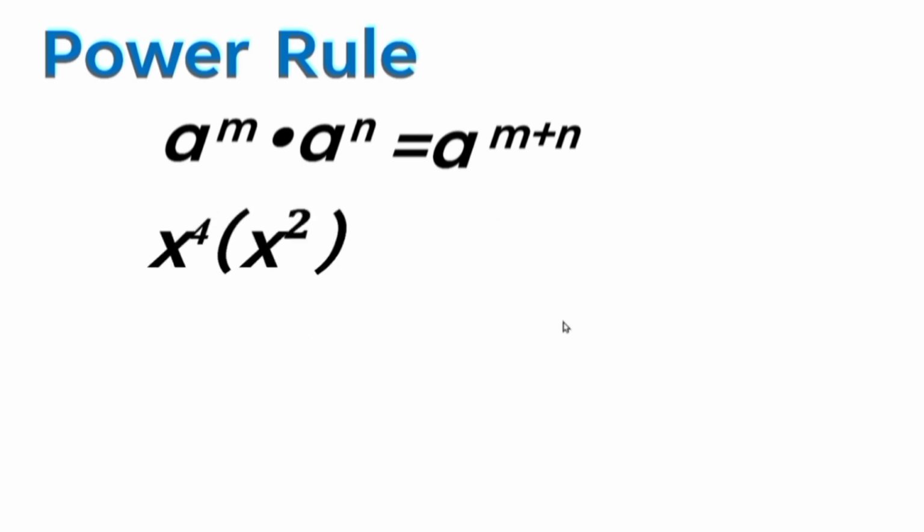So you have x to the power 4 times x squared is equal to x to the power 4 plus 2, or x to the power 6.